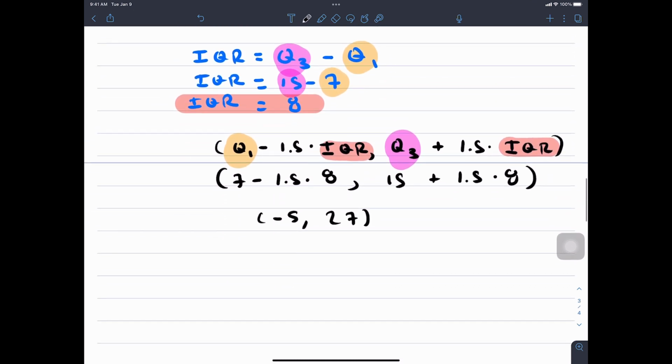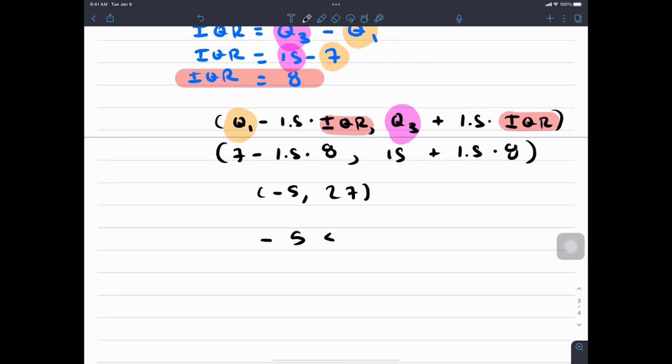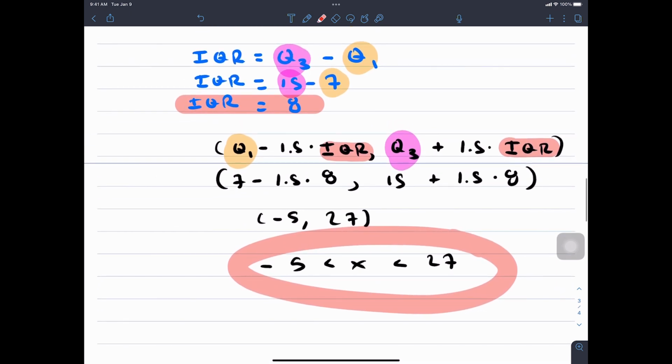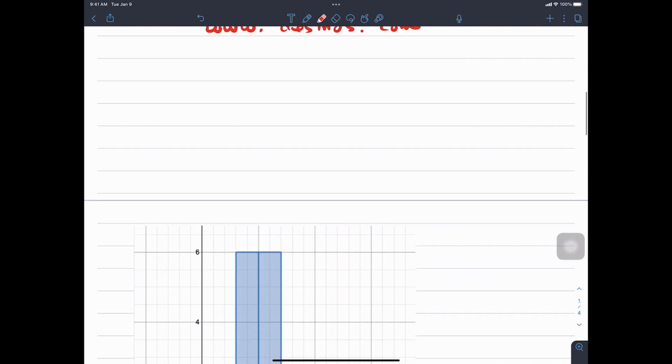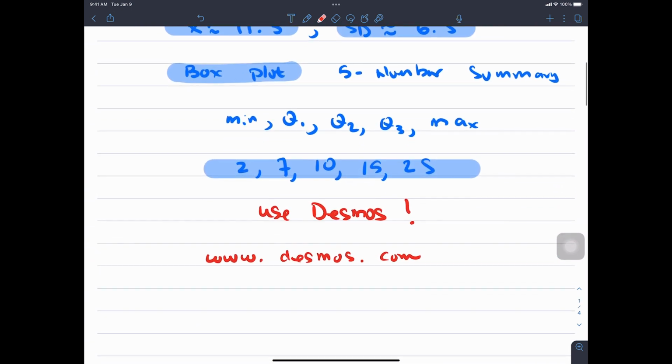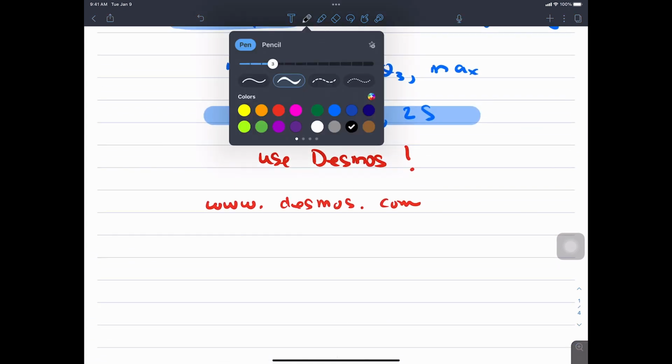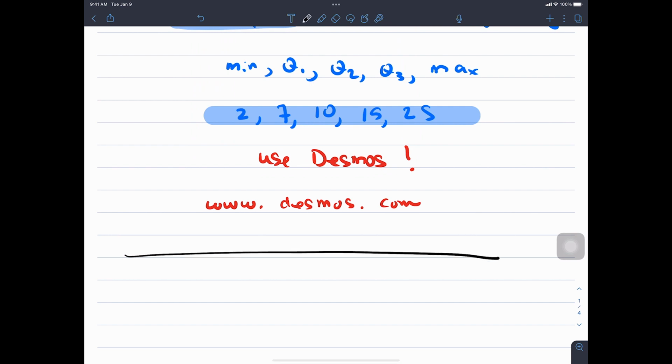Any data value outside this interval, smaller than -5 or bigger than 27, is an outlier. If you look at the data values, none of them are outside. The biggest you have is 25, and the smallest you have is 2. So none of the data values are outside, right? This is what I mean. This is a different interval, kind of.